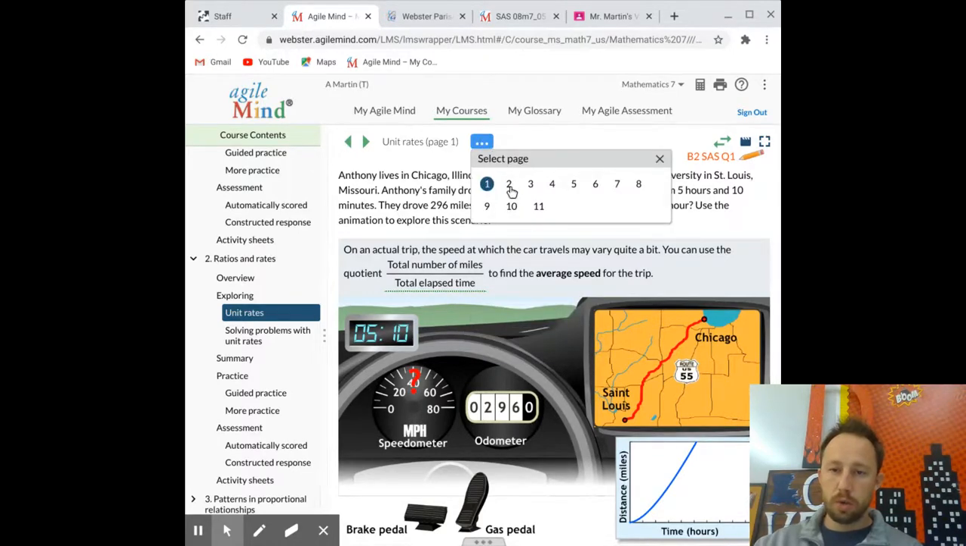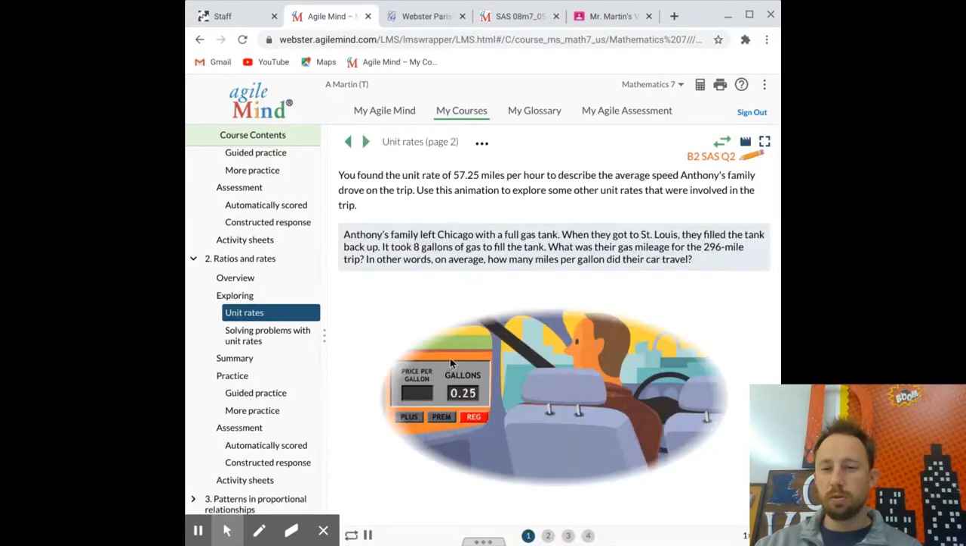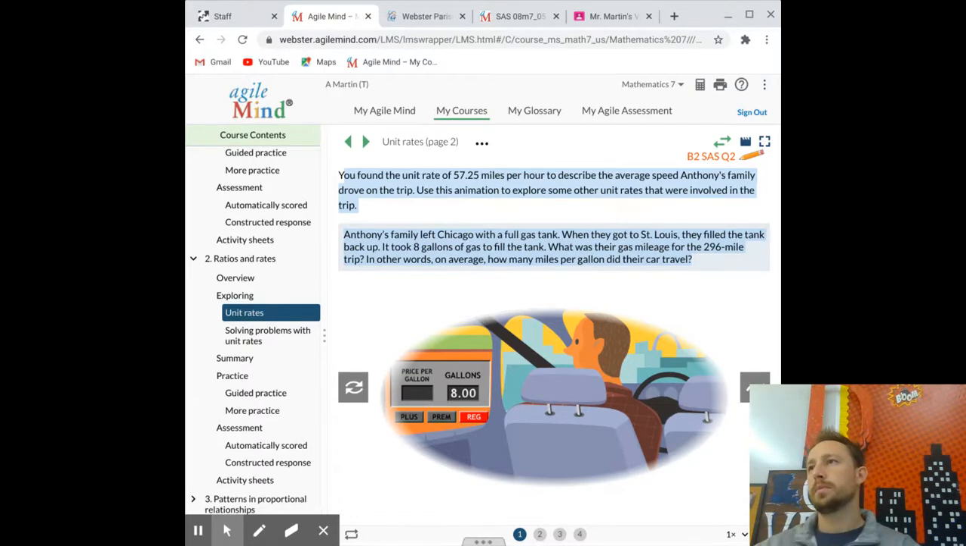Page 2. Homarjane, I want you to read page 2 for us. So I think we should have questions 1 and question 2A answered. And now we're looking for 2B. You found a unit rate of 57.25 miles per hour to describe the average speed Anthony's family drove on the trip. Use the animation to explore some other unit rates that were involved in the trip.